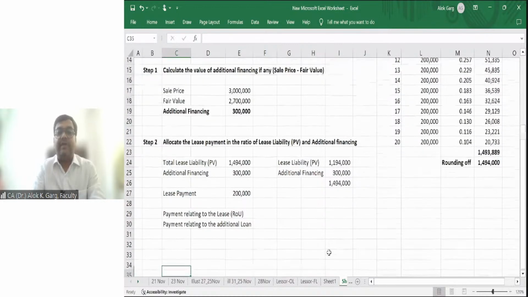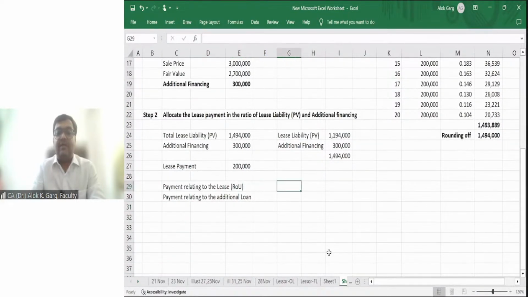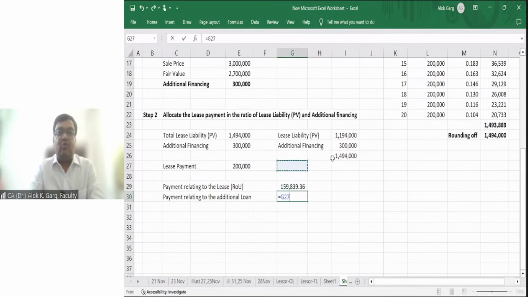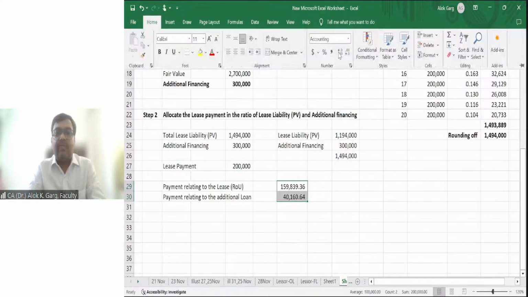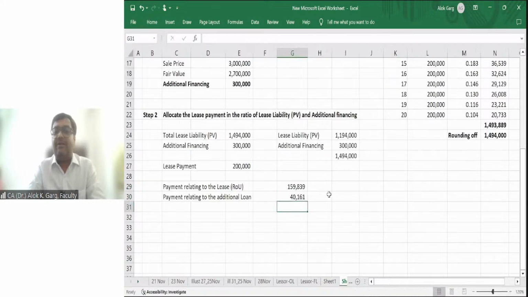Okay. So how can I compute the payment relating to the lease? My total payment is 2 lakh rupees multiplied by lease liability 1194 divided by the total liability 1494. And 2 lakh rupees multiplied by my additional financing of 3 lakh rupees divided by my total of 1494. It means 1,59,839 I am paying towards my lease, and 40,161 I am paying towards my loan. Right? This is the breakup of 2 lakh rupees.